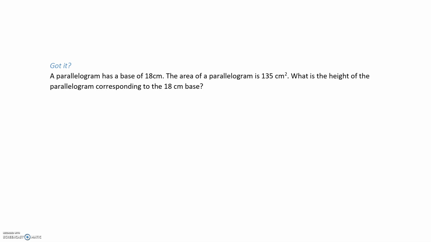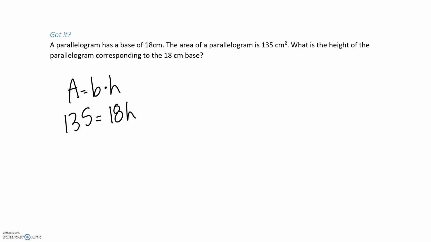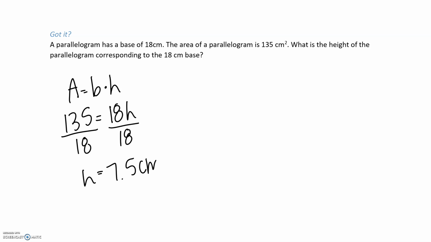If we have a parallelogram with a base of 18 centimeters and an area of 135 centimeters squared, we want to know what the height is. So if we have area equals base times height, our area is that 135 equals our base, which is 18, times our height, which we don't know. Okay, so we are going to divide both sides by this 18, which leaves us with h equals 7.5 centimeters. Okay.